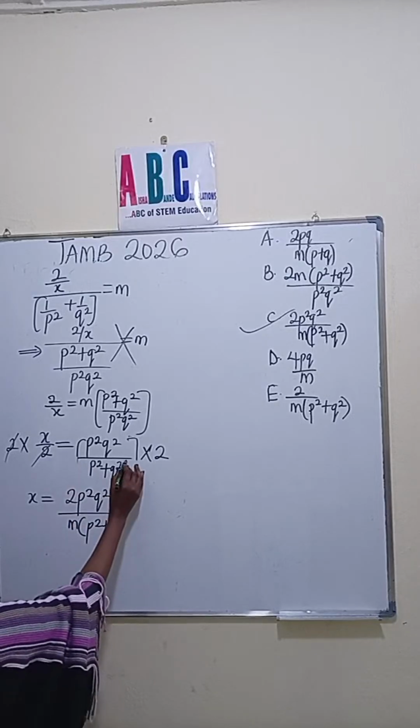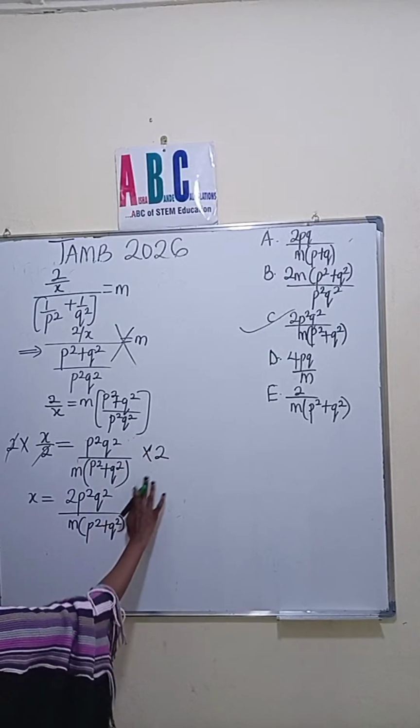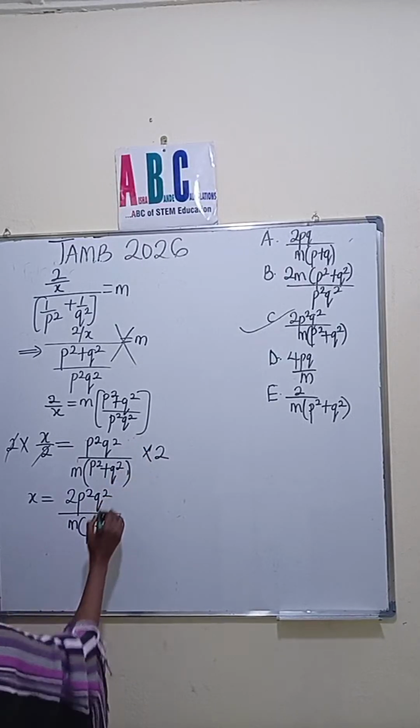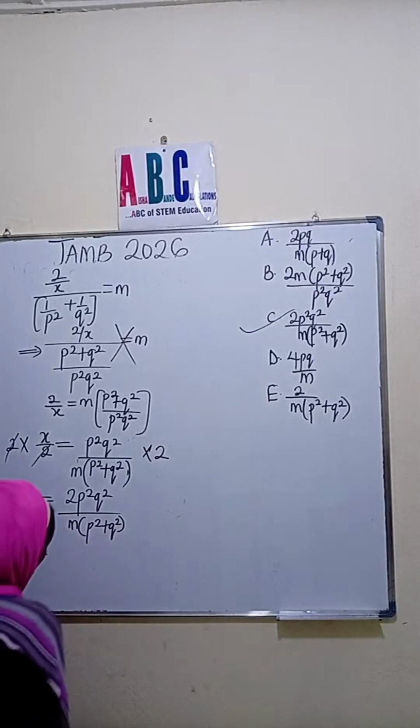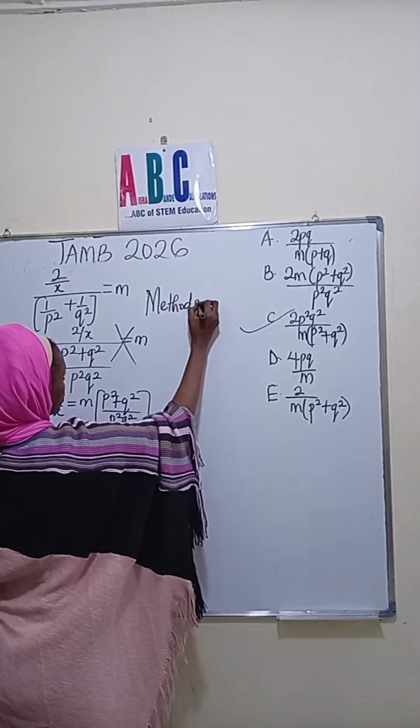I'm supposed to write this one this way. So this is what you mean, right? And this is the final answer. Your method is the shorter one. Indeed, your method is indeed a shorter one.